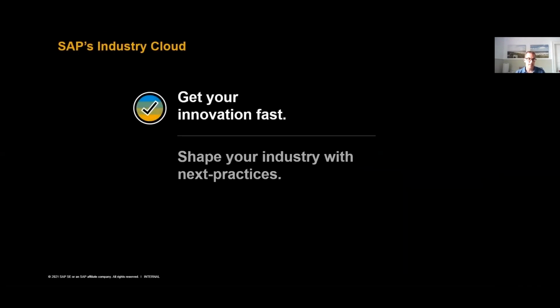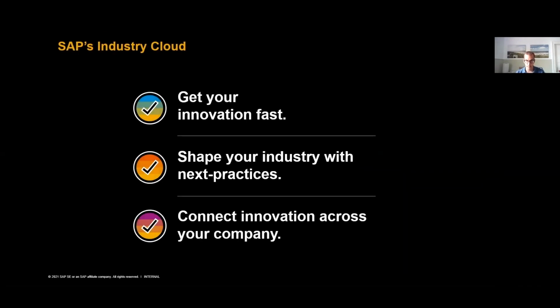So in essence, if there's one slide that you could please put in the back of your mind, it's really how I always phrase SAP's Industry Cloud. So it's one Industry Cloud that allows you to get your innovation fast. It's about speed. It's about next practices. It's about transformation. It's about innovation. And it's really about connecting this innovation across your company. And this is something that we are driving as part of the Industry Cloud strategy, where our program is lucky to lead the pack.